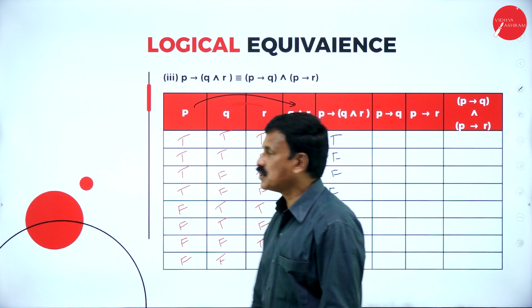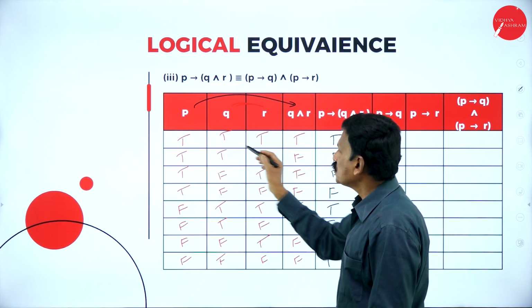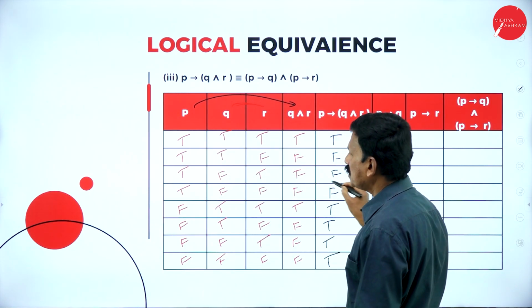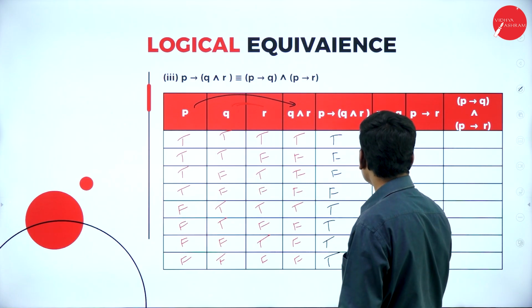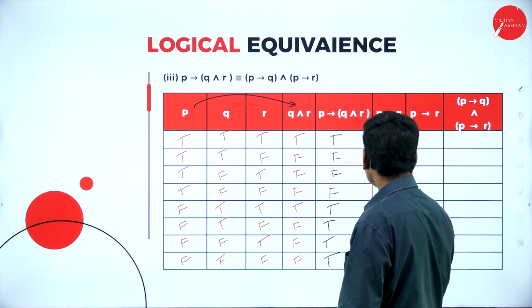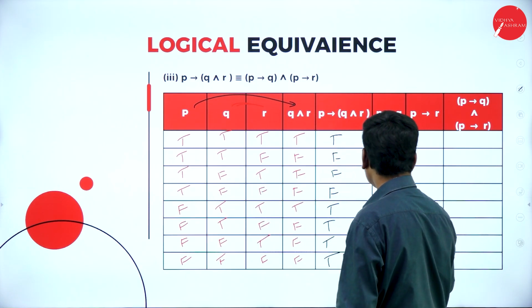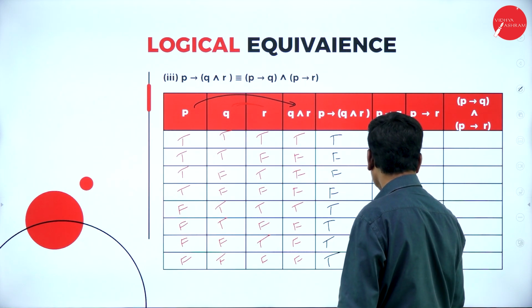Next, P conditional to Q. P and Q conditional. So true and true is true, true and true is also true, true and false is false, again true and false is false. Remaining cases are true, true, true, true.